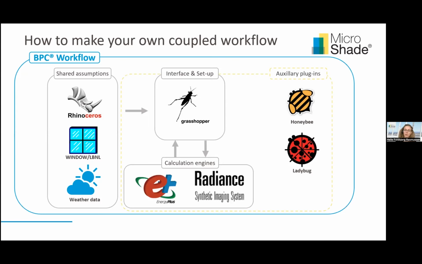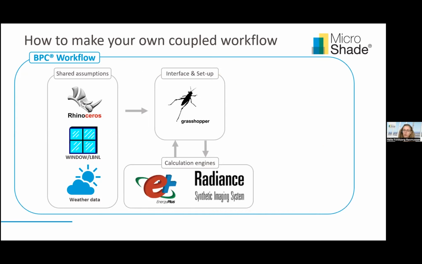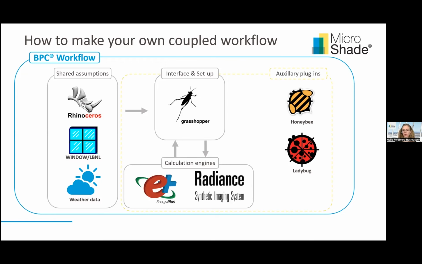To translate your input into something these calculation engines can understand, the workflow uses 2 auxiliary plugins for Grasshopper, respectively Honeybee and Ladybug. The workflow works with both static solar shading, such as MicroShade, and dynamic shading, such as external lamellas or screens. However, it can easily be modified to suit exactly your needs.